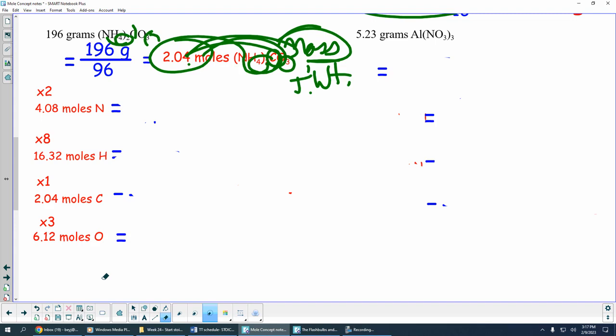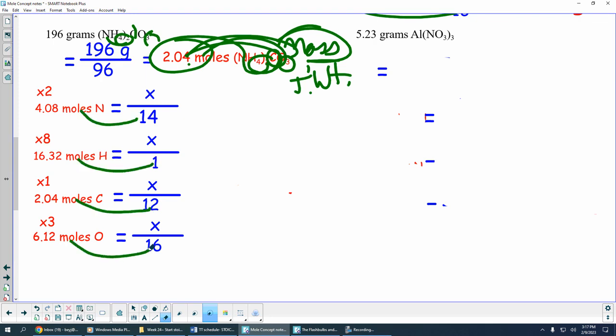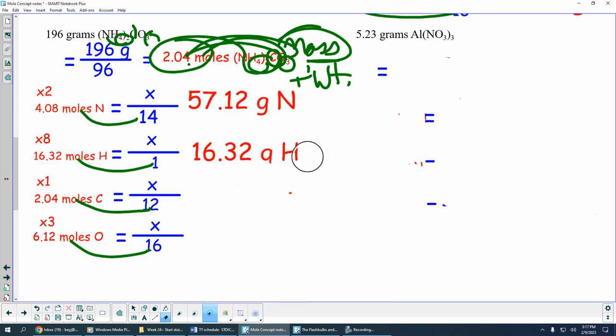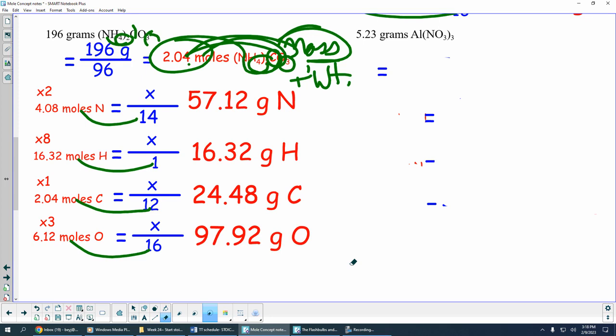So what we're going to do is moles equal mass over the formula weight of 1 nitrogen, which is 14. Mass over the formula weight of 1 hydrogen, which is 1. Mass over the formula weight of 1 carbon, which is 12. And mass over the formula weight of 1 oxygen, which is 16. So now I'm just going to multiply my moles by my formula weight. And the numbers you should get here are 57.12 grams of nitrogen, 16.32 grams of hydrogen, 24.48 grams of carbon, and 97.92 grams of oxygen.